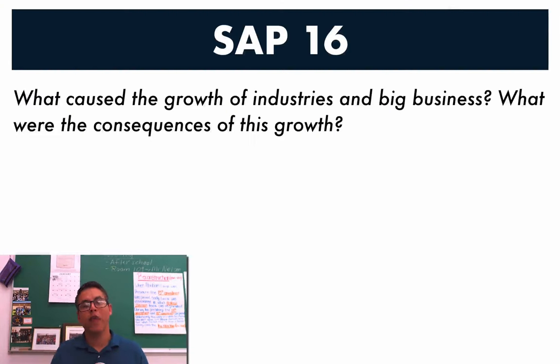I hope this helps. So this is going to be the short analytical paragraph for this chapter, for chapter 16. And it's a very simple question. It's asking you what caused the growth of industry and big business. And then it's asking you what were the consequences of this growth. Good luck.